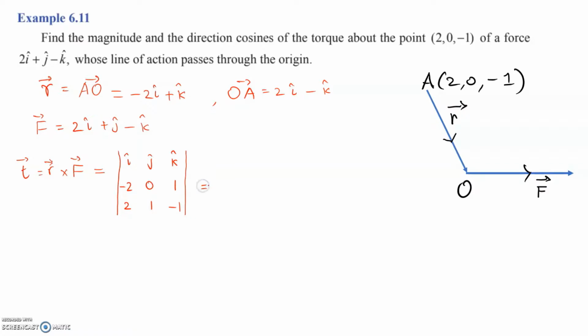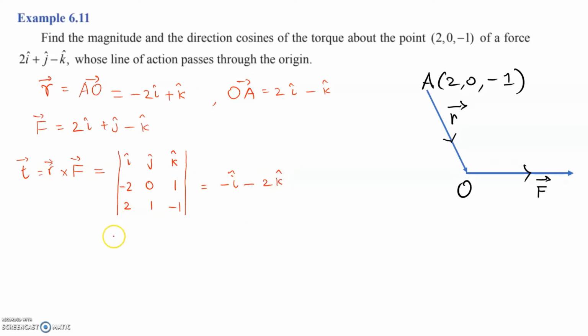So this determinant value will be 0 - 1 i cap. So -i cap. Then for j it will be plus 2 minus 2, so it will be 0. So j cap will be 0. So for k cap it will be -2 + 0, so it's -2 k cap.